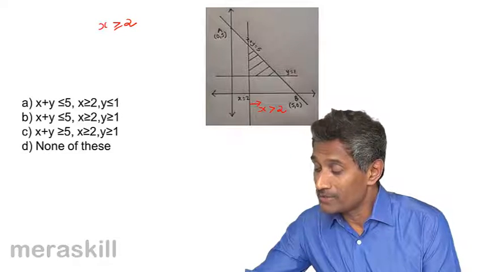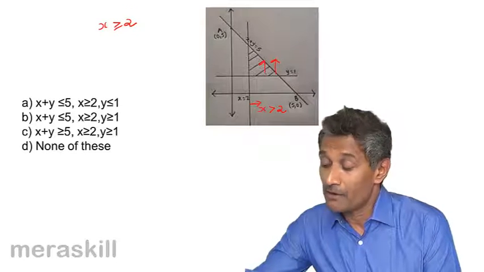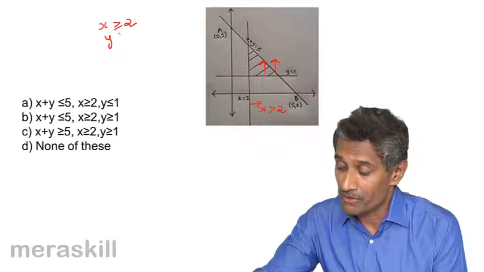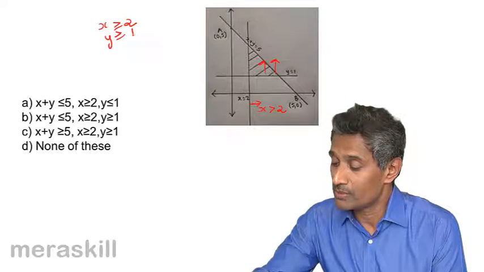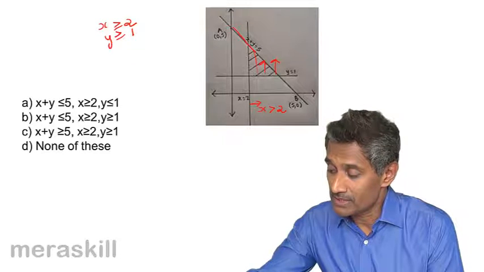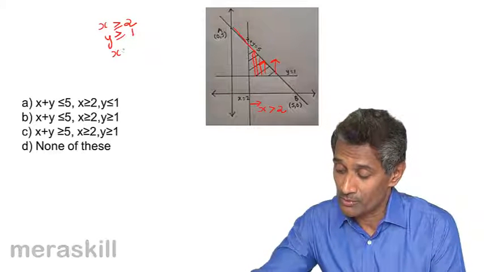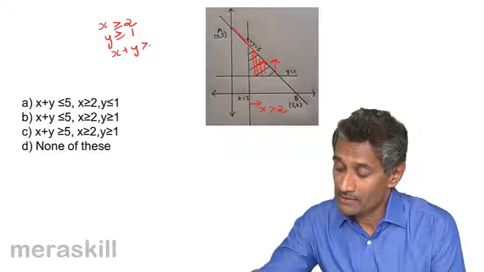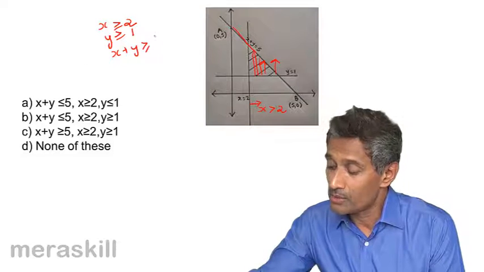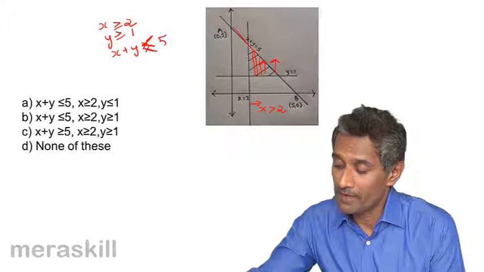With respect to y is equal to 1, this region again is moving up, away from the origin, so it's going to be y is greater than or equal to 1. Considering this particular line, this region on the contrary is moving towards the origin, so it's going to be x plus y is less than or equal to 5.